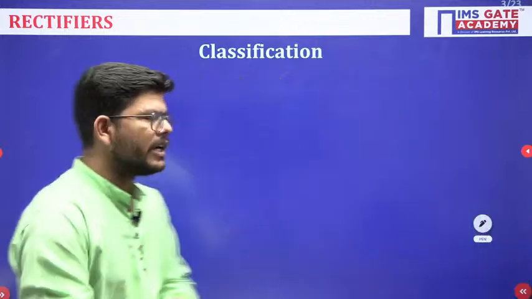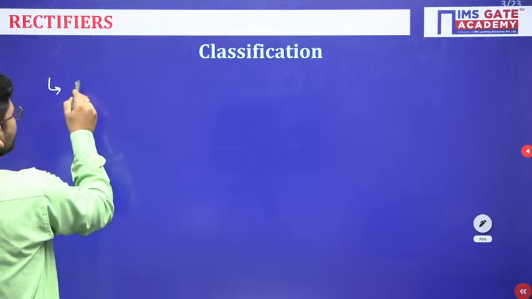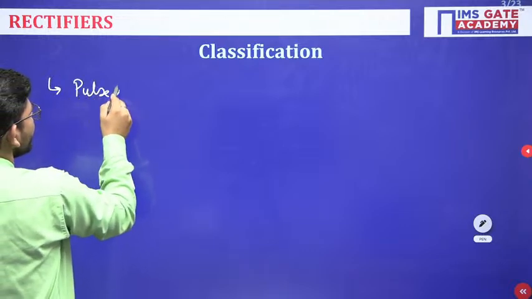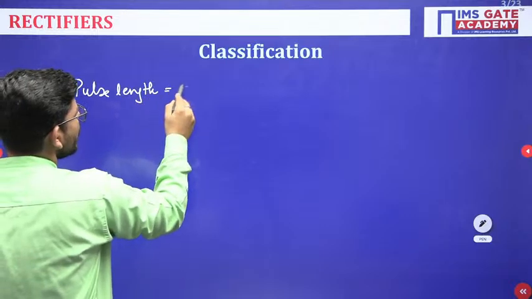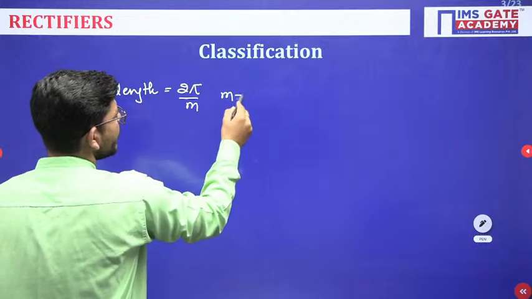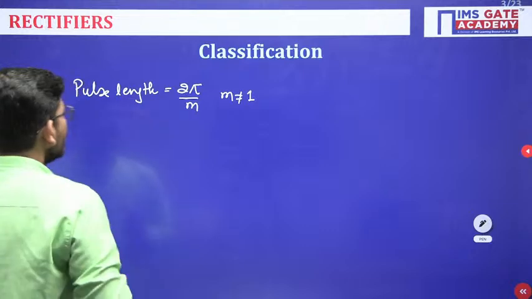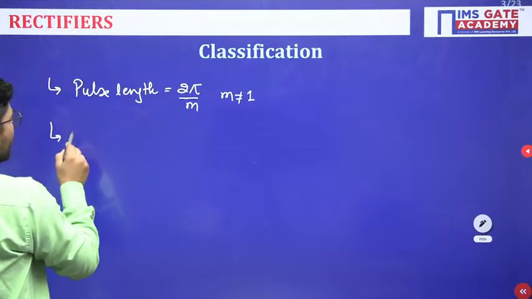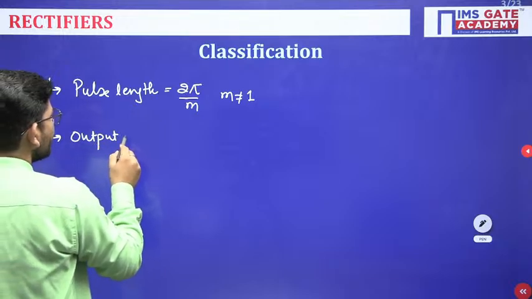So before I start, let me tell you a few things. We have something here which is called the pulse length, okay. So what is this pulse length? The pulse length has a formula 2 pi over m, okay, where m can have any value. Then we have another important formula for output frequency. These two are the important terms.